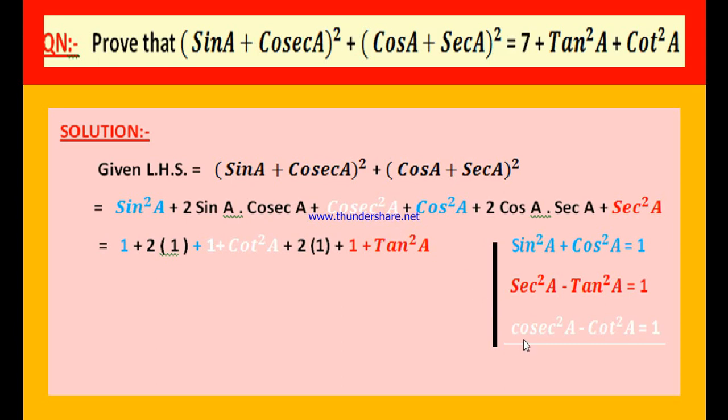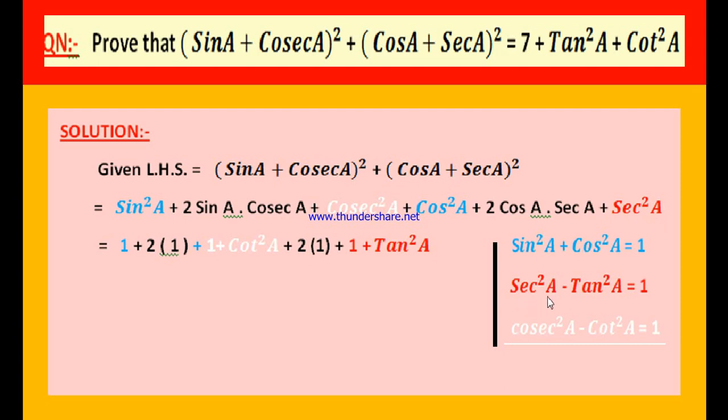Look here, the third identity. Cosecant square A minus cot square A is equal to 1. From this, cosecant square A is equal to 1 plus cot square A, taking the other term to the other side. That is, in the place of cosecant square A, you can substitute 1 plus cot square A. White color cosecant square A is white color 1 plus cot square A, plus 2 into cos A into secant A. Again, cos and secant are reciprocal to each other. Therefore, cos A into secant A is 1. Therefore, this is 2 into 1. At last, secant square A.